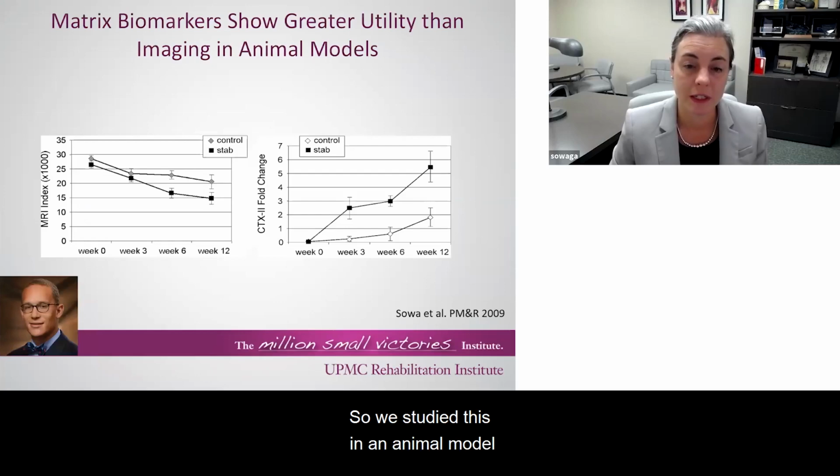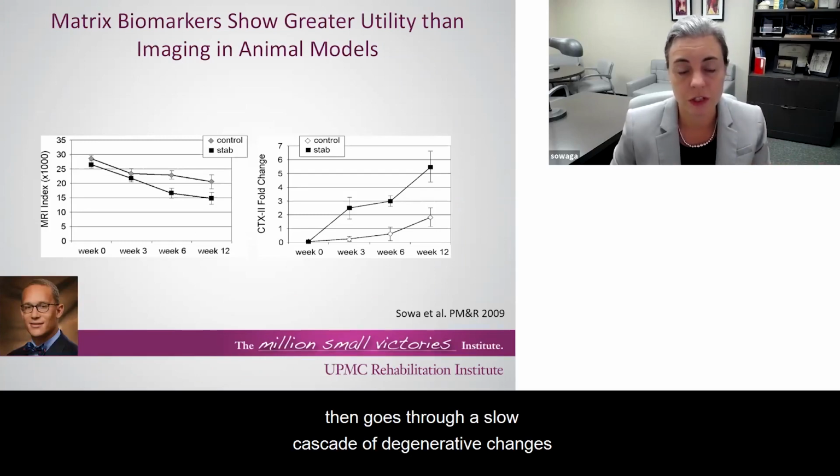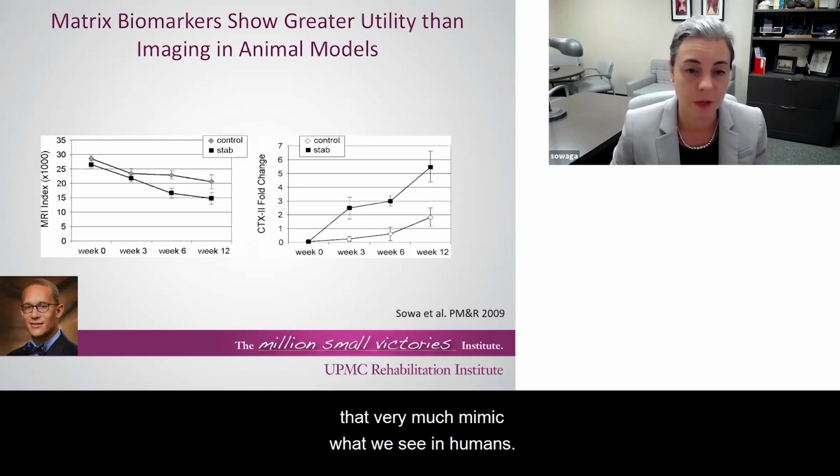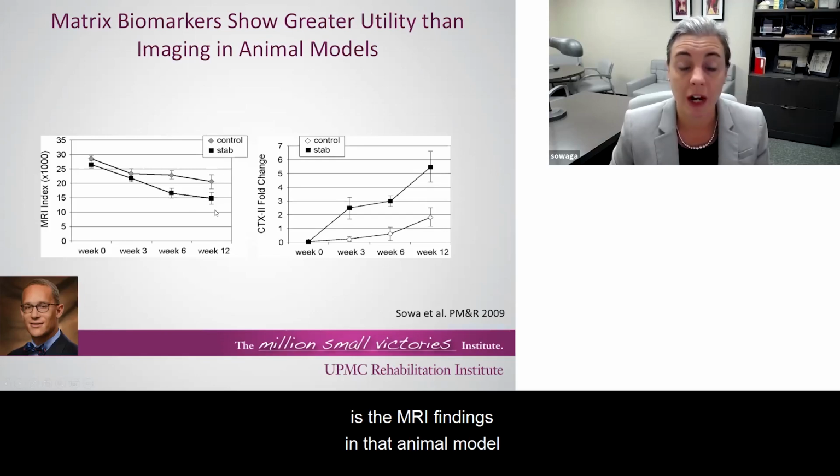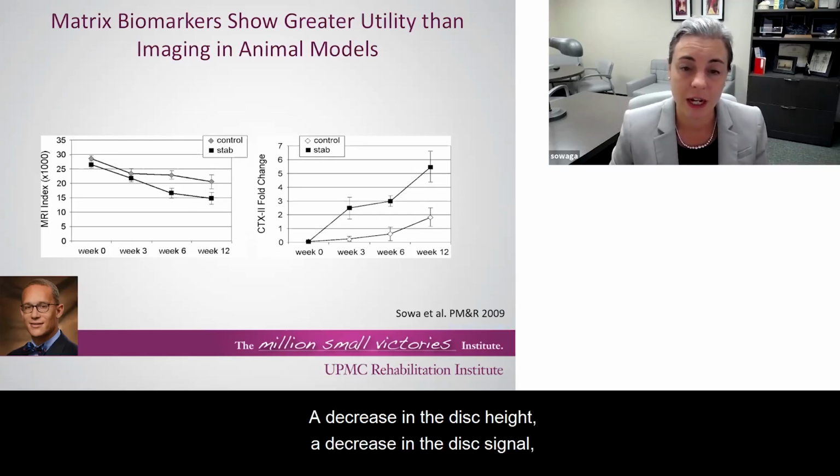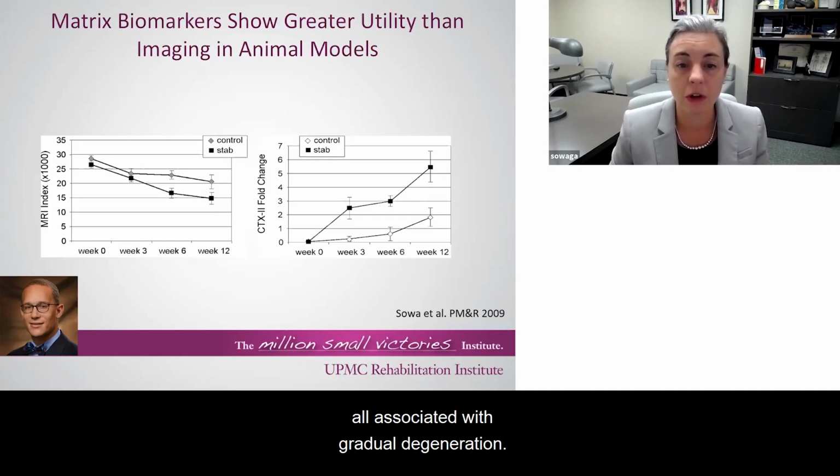So we studied this in an animal model of intervertebral disc degeneration. This model uses an annular puncture to the intervertebral disc, which then goes through a slow cascade of degenerative changes that very much mimic what we see in humans. And what you can see on the left here is the MRI findings in that animal model, as you would expect. A decrease in the disc height, a decrease in the disc signal, all associated with gradual degeneration.